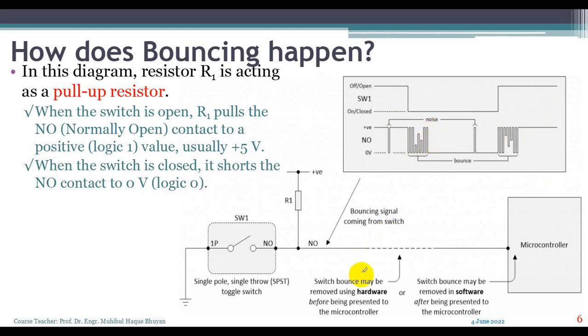Switch bounce may be removed by hardware before being presented to the microcontroller. So what we need to do, we can use hardware circuitry to remove this bouncing effect before we feed this signal to the microcontroller. Or we can use a software approach. Switch bounce may be removed in software after being presented to the microcontroller. So either we use hardware and then send the clean signal, or after the microcontroller gets the signal, we can use a software technique to remove the bouncing effect. So two techniques: software approach and hardware approach.